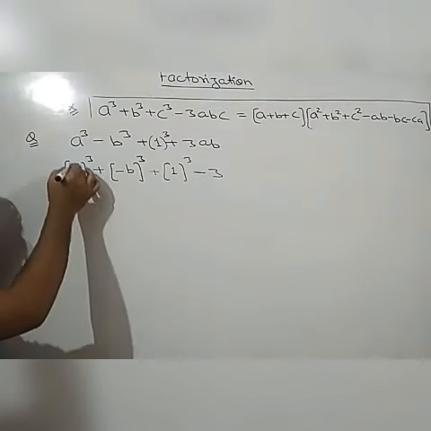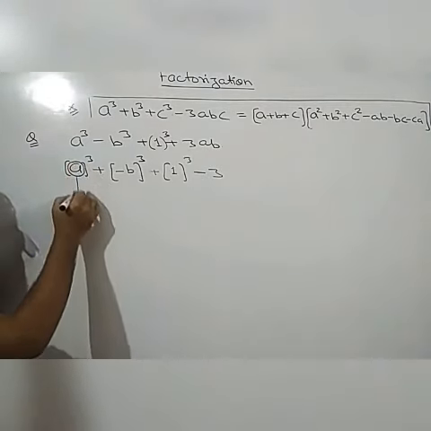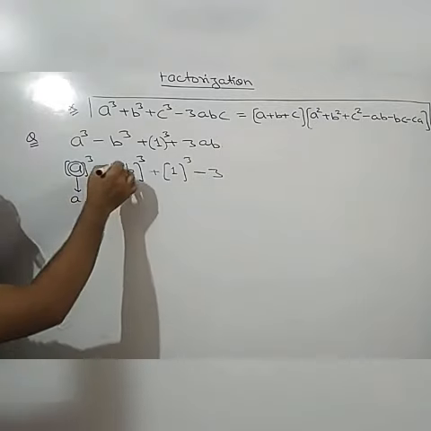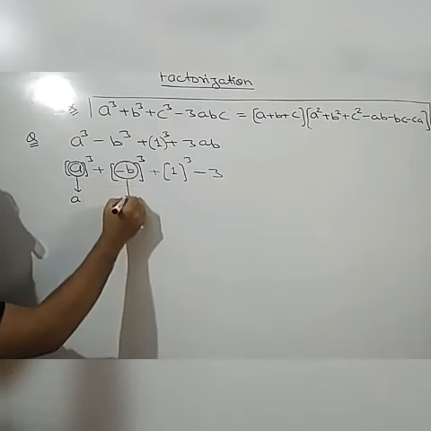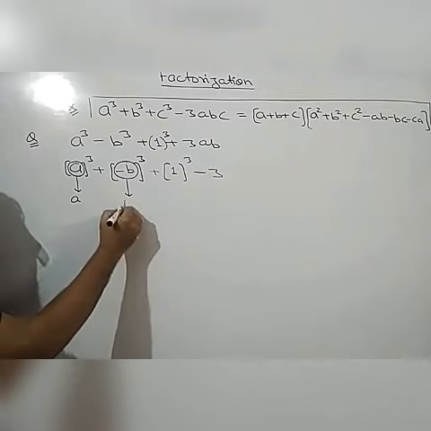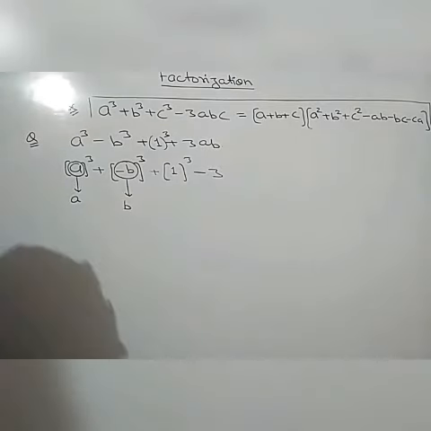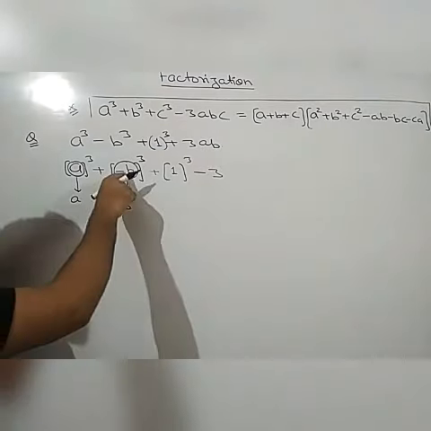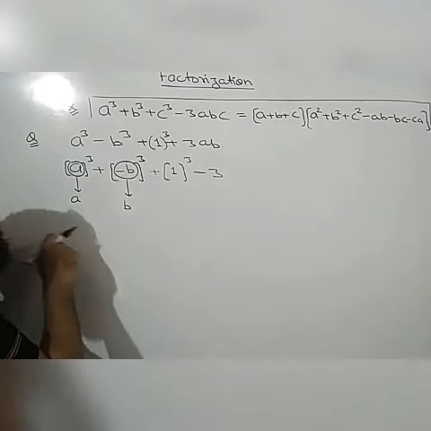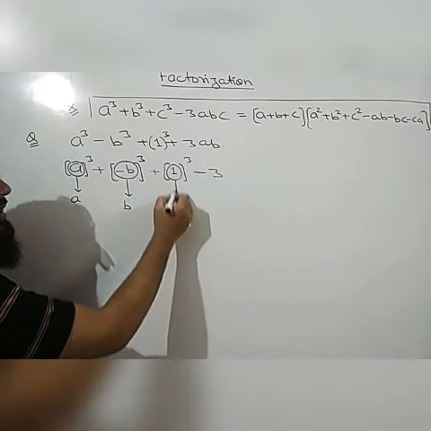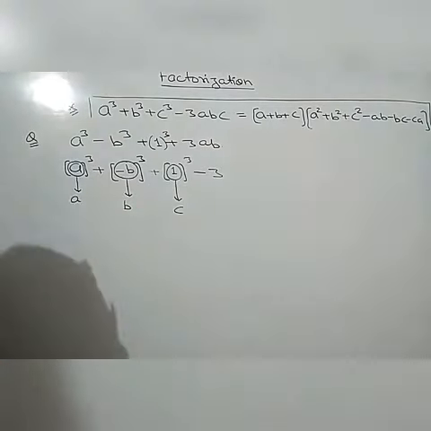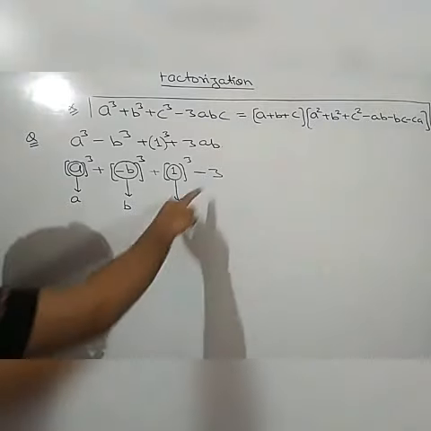Now what is the value of a? a is itself a. What is the value of b? At the place of b it is minus b. Okay, at the place of b what is given? It is minus b. And at the place of c it is 1. So first write it in the given format.